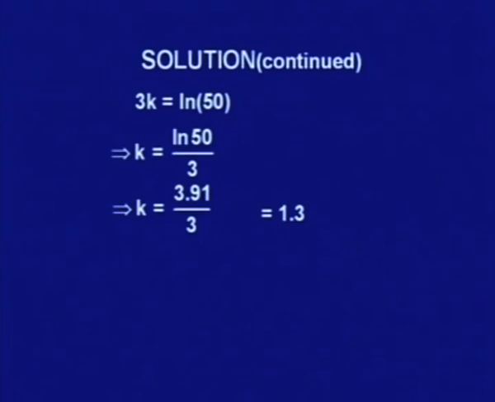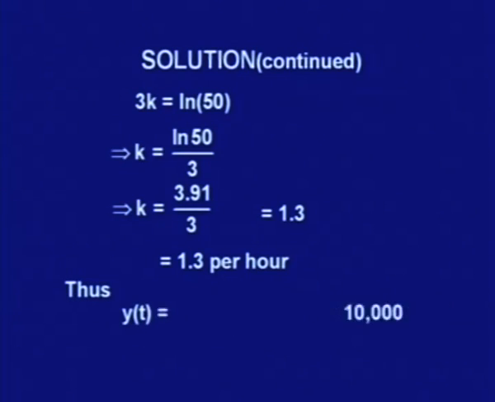Now, this is the rate constant, and what rate we would have, because we have taken our t as the time in hours. So, it is changing 1.3 per hour, that is, the rate of change is 1.3 per hour. So, now what is our solution? We have got that at the time t, the number of cells will be 10,000 times e to the power 1.3 t. This is the function we have got as a solution, or this is what we are giving as the number of cells at the time t.